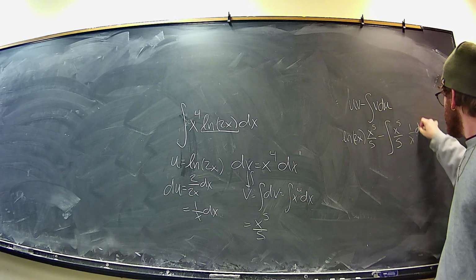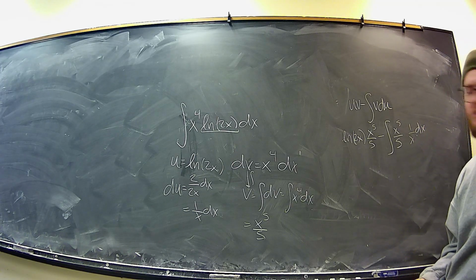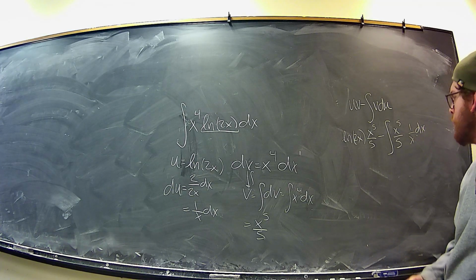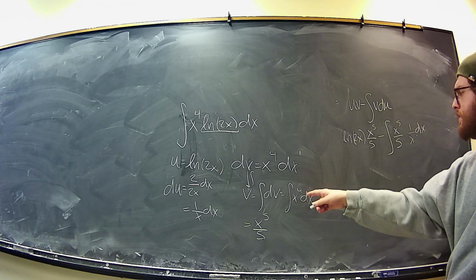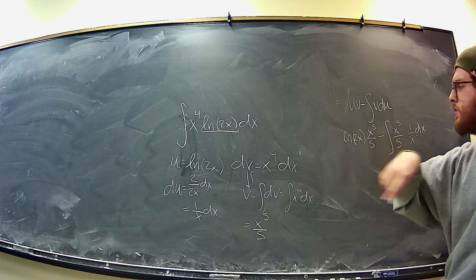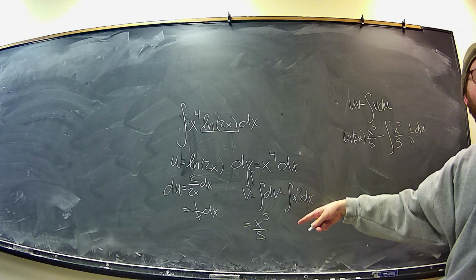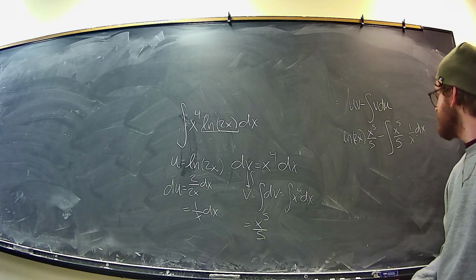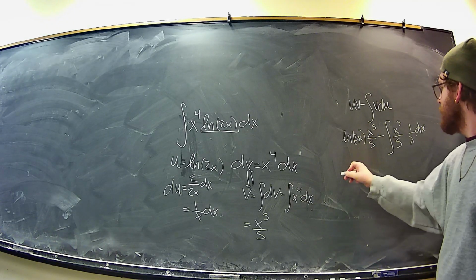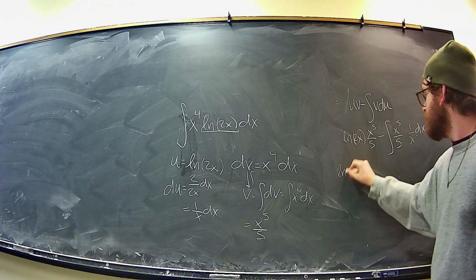And I had someone asking, where does the dv go? Well, we don't really need the dv. It came from the original integral, and we just needed it to find v. So we don't have to include it anymore. And so the part in the front stays the same. It's just multiplication.